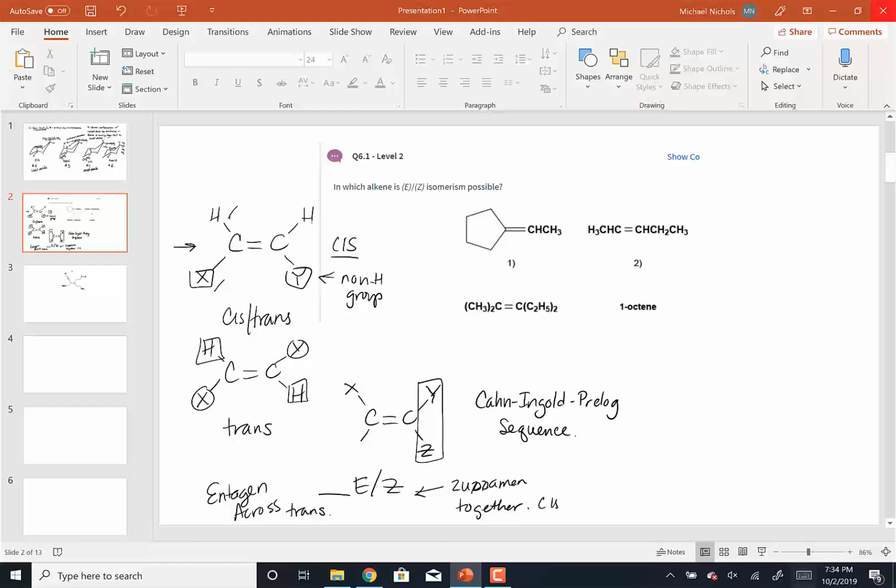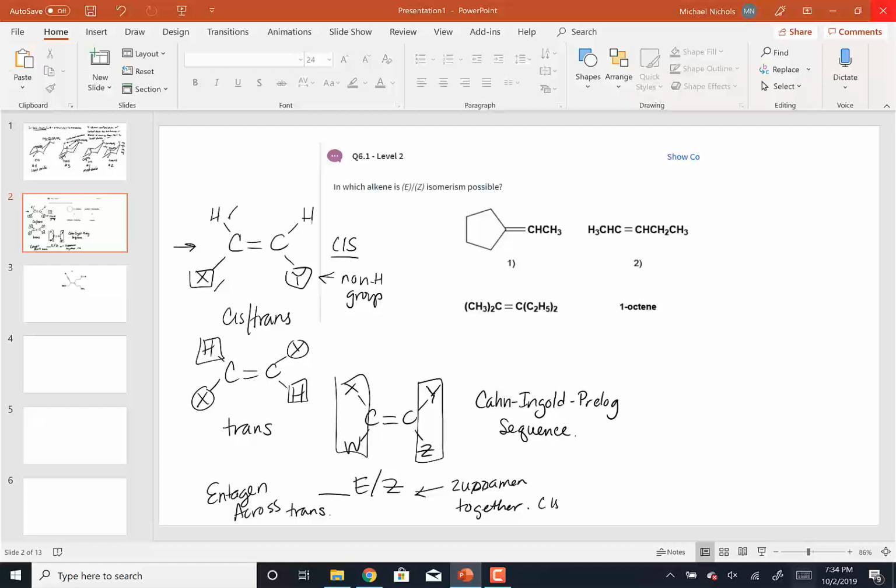Let me just change this hydrogen to a W. So who has the higher priority, X or W? Who has the higher priority, Y or Z? And then we turn it into a cis-trans-like system. So this question is only asking for which alkenes EZ isomerism is possible.